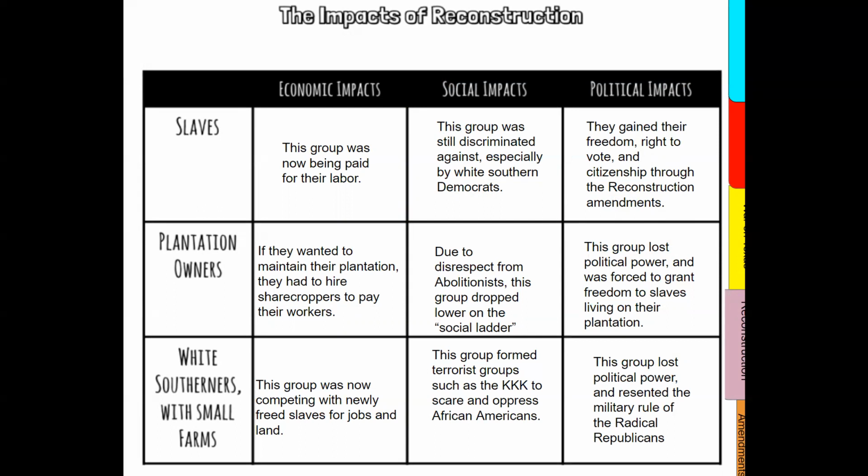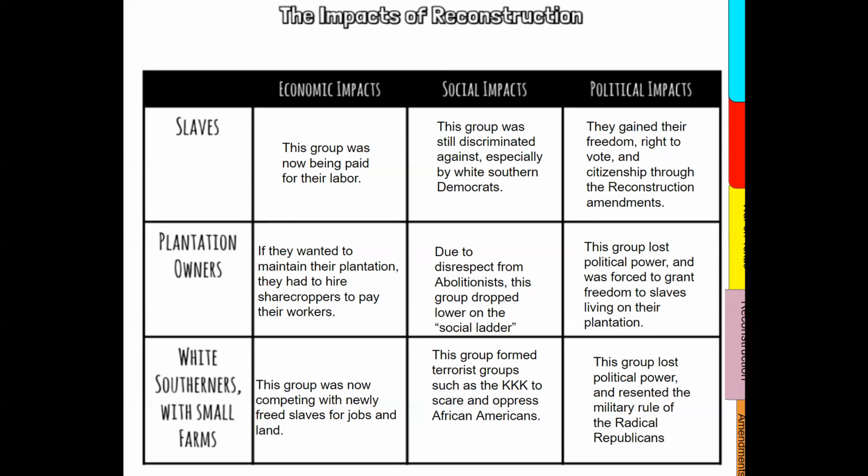The plantation owners, again, in this time with the 13th Amendment, it destroys the plantation system. So the plantation owners had to hire sharecroppers to pay for their workers, but because of how the plantation owners are able to construct the sharecropping contracts, they're able to keep the African Americans in a form of servitude, but more economically versus the more social contract from before. The social aspect for the plantation owners is that many of the abolitionists from the North and the Republicans viewed the plantation owners less favorably and put them on a lower social ladder. And a political impact would be that this group lost political power and was forced to grant freedom to slaves living on their plantation, losing their economic stability.